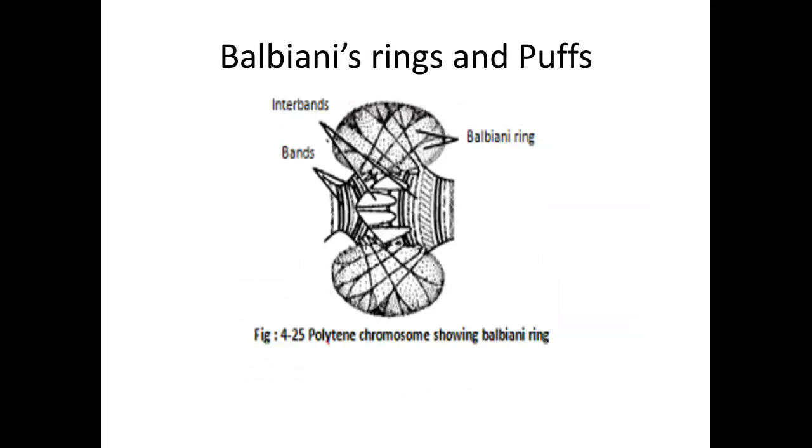Now see here, this polytene chromosome showing the Balbiani's ring. Here at the center, interbands are there. They are connected to one another. Then they generally show the Balbiani ring at the top. This is regarding the polytene chromosome showing the Balbiani ring.